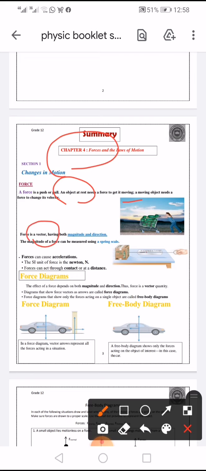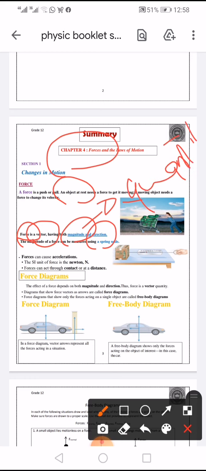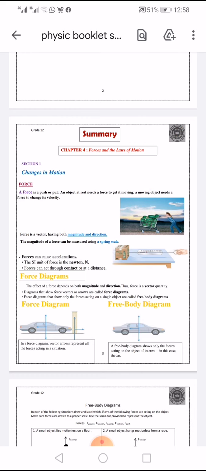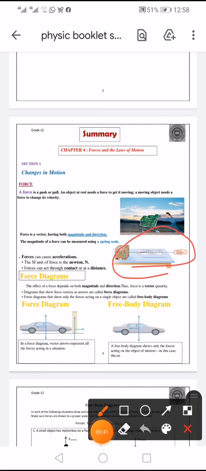Force is a vector, so it has both magnitude and direction. Magnitude means quantity, and then direction. The magnitude of force can be measured using a spring scale. Look, this is a spring scale. This is an instrument used to measure a force.